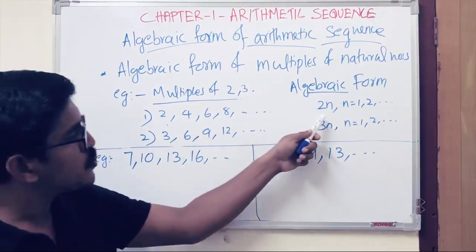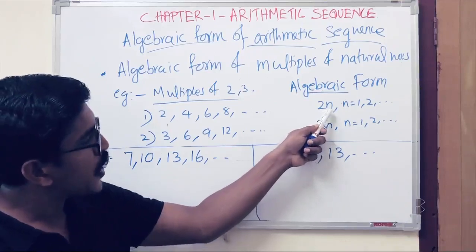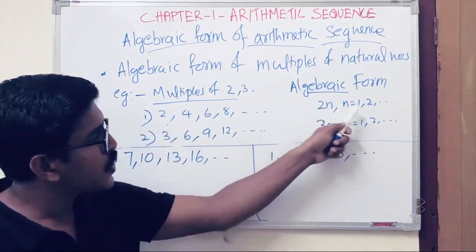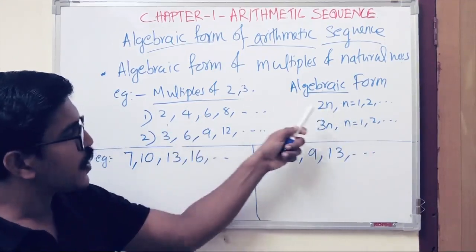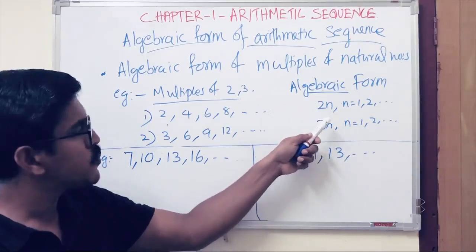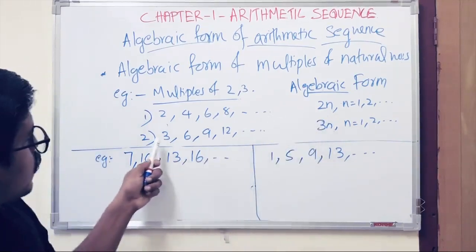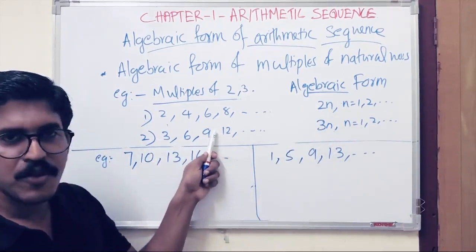And this is the algebraic form of multiples of 2, that is 2n. If you put n equal to 1, 2 into 1, 2 will come. If you put n equal to 2, 2 into 2, 4 will come. So in this way, you can construct all the terms from this general form. We can consider multiples of 3, that is 3, 6, 9, 12. All of you know that.